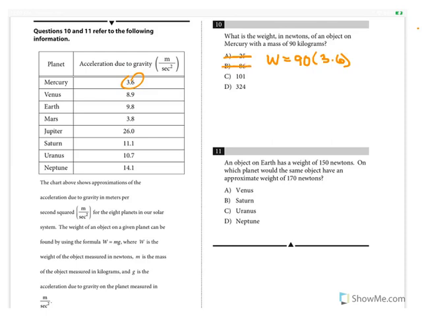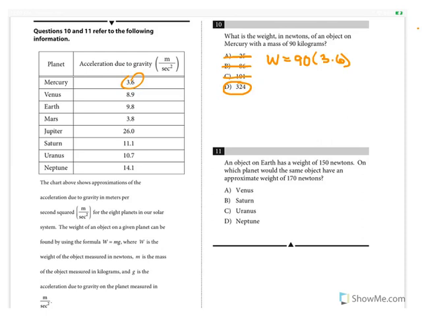What about 101? Well, 90 times 3 is 270. 90 times 4 is 360. We could have just gone to that right there. So between 270 and 360, only D makes sense, 324. So once again, we solved it.